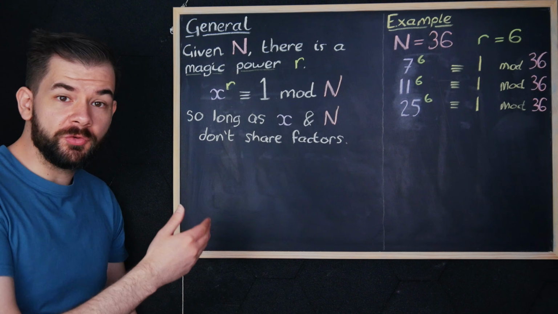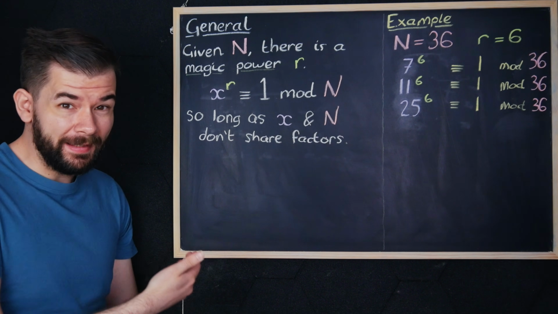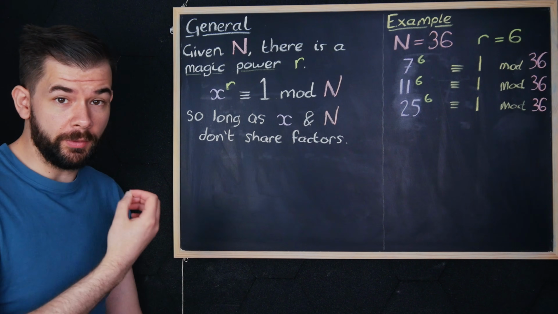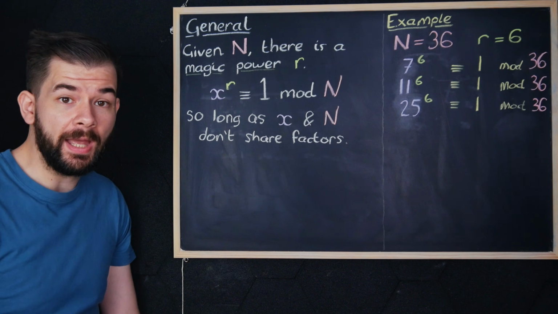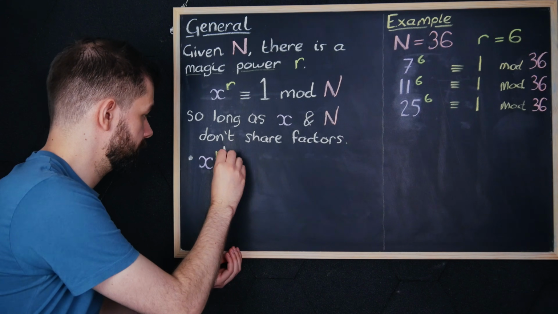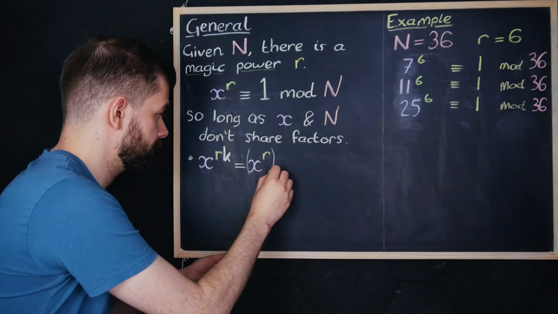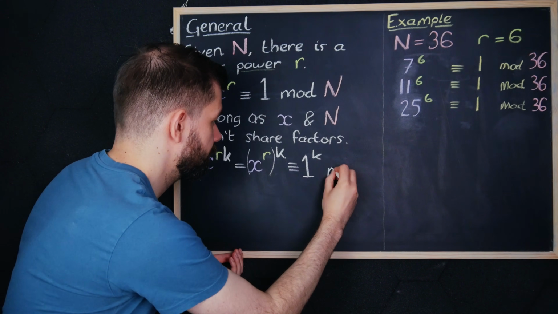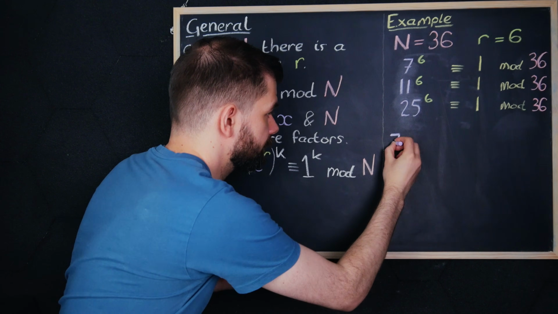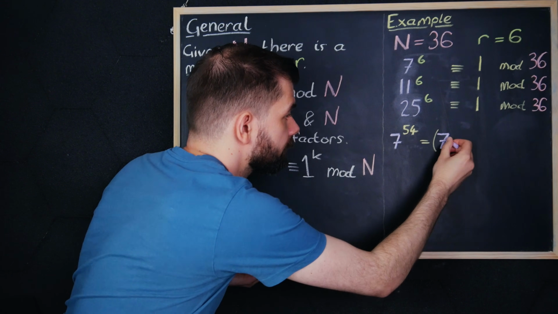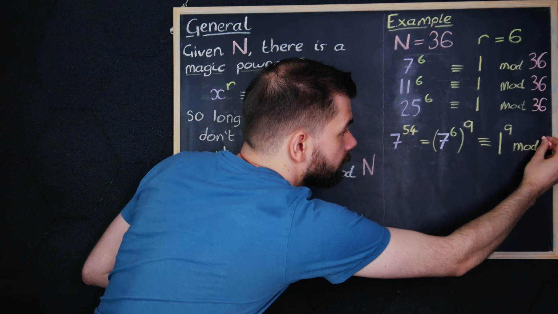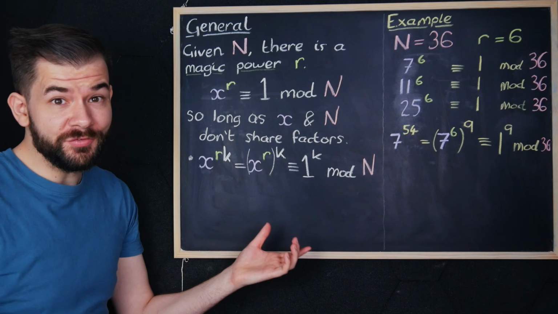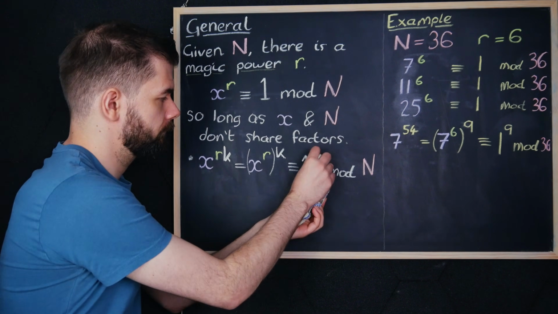Now notice that once we've found the magic power, then actually any multiple of it will be magic, because if I do x to the power of, say, r times k, this is x to the r to the k, i.e. 1 to the k, i.e. 1 mod n. For example, 7 to the power of 54, a multiple of 6, will still reduce to 1 mod 36. Of course, 1 to the power of anything is just 1, so I can delete these exponents here.